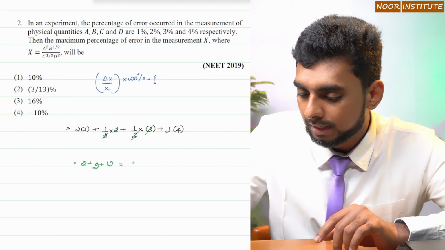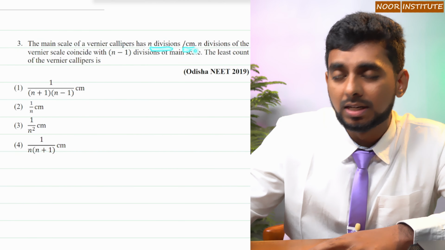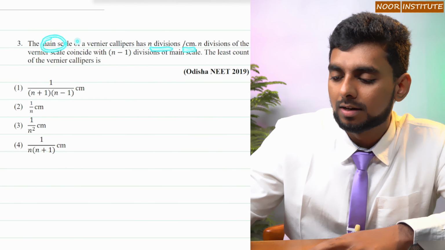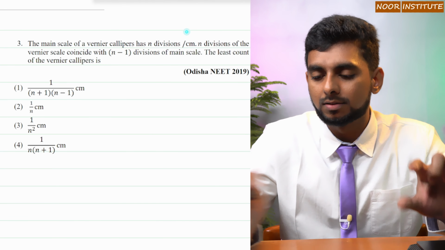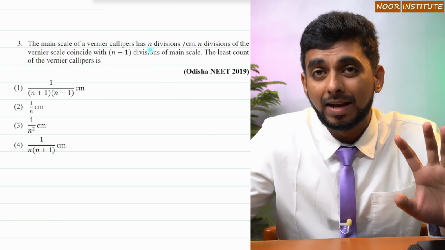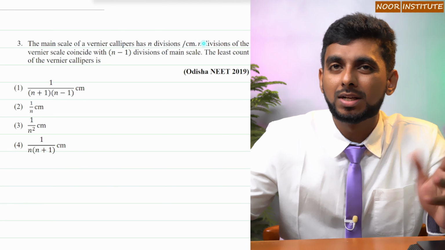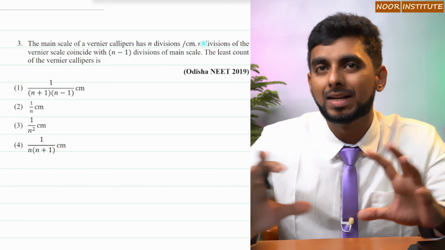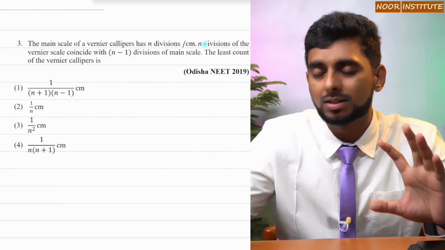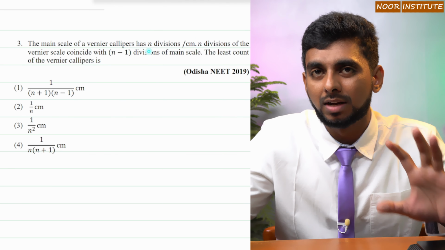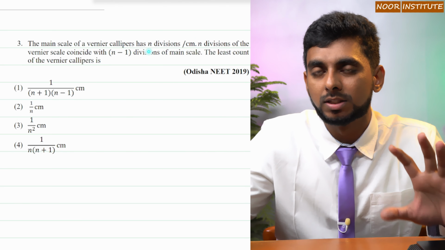The main scale of a vernier caliper has n divisions per centimeter. So they have given the main scale to be n divisions per centimeter. In the vernier caliper that we have studied, it is a millimeter scale that we were using as the main scale. So that's what they have given here, n divisions per centimeter. In a centimeter, if I put it into millimeter, then you have 10 divisions. So instead of 10, they have given n divisions per centimeter. They have given everything in variables.